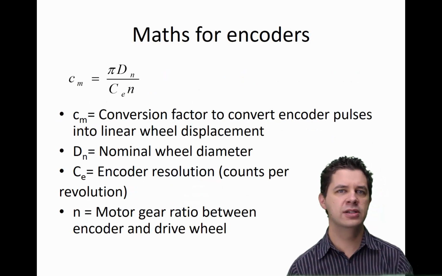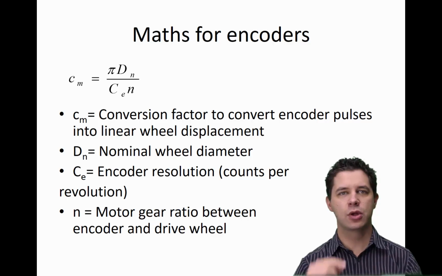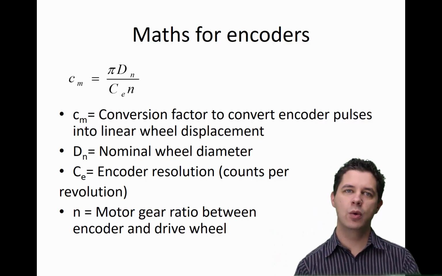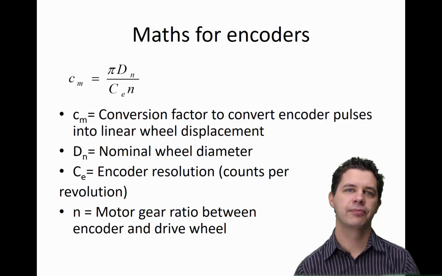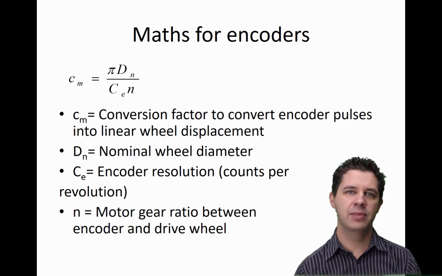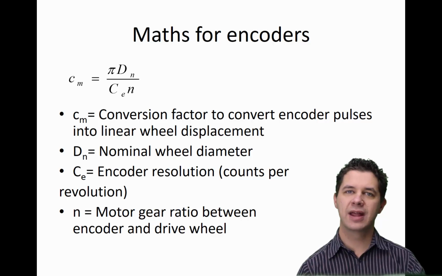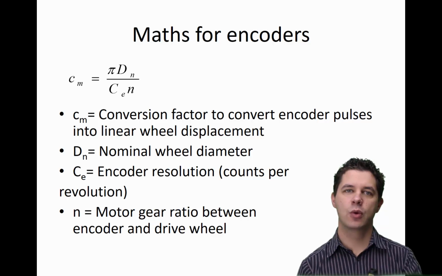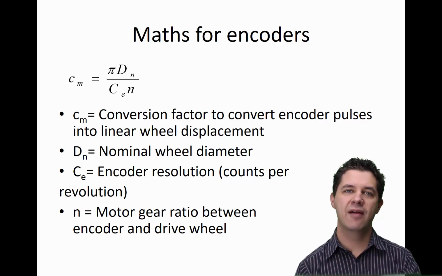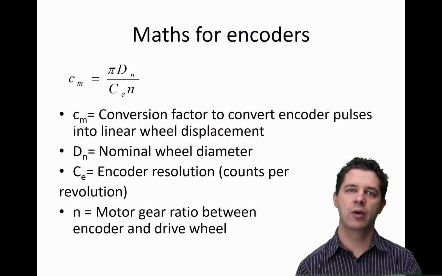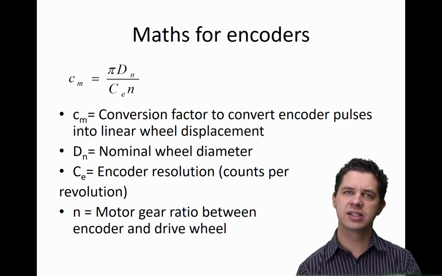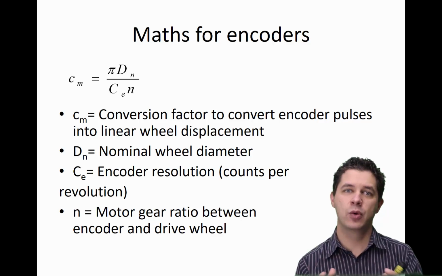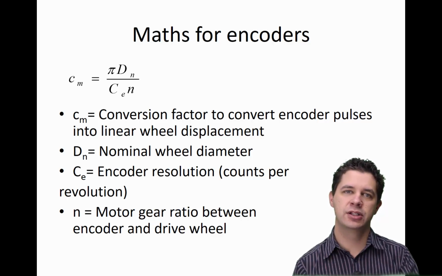A bit of maths for the encoders, because based on these encoders and based on the pulses that we get out of these encoders, we can work out how far we've actually traveled. So what we have is CM here, a conversion factor, which allows us to convert our encoder pulses into our linear wheel displacement. And so we can multiply this by the number of pulses that we get to give us our wheel displacement. We have dn, our nominal wheel diameter, and we work this out for both the left and the right wheels. This can be something that's slightly tricky because depending on, for example, how the wheels are inflated, this diameter can change slightly.